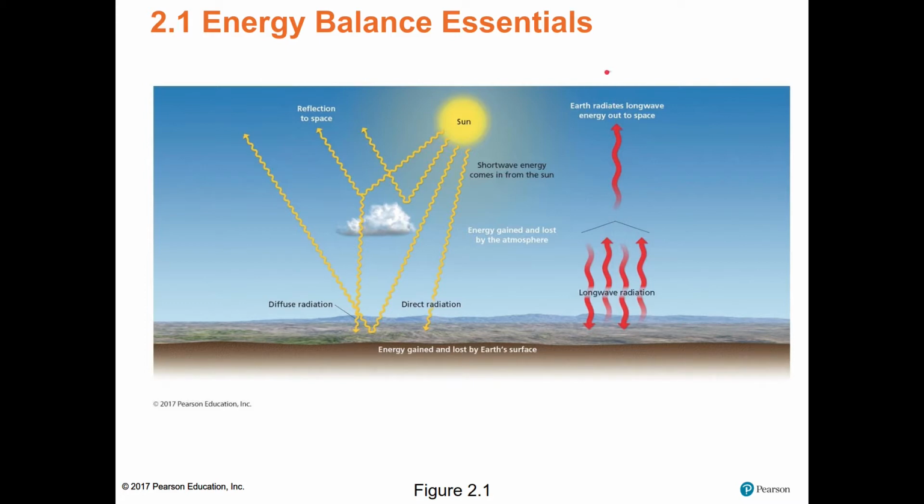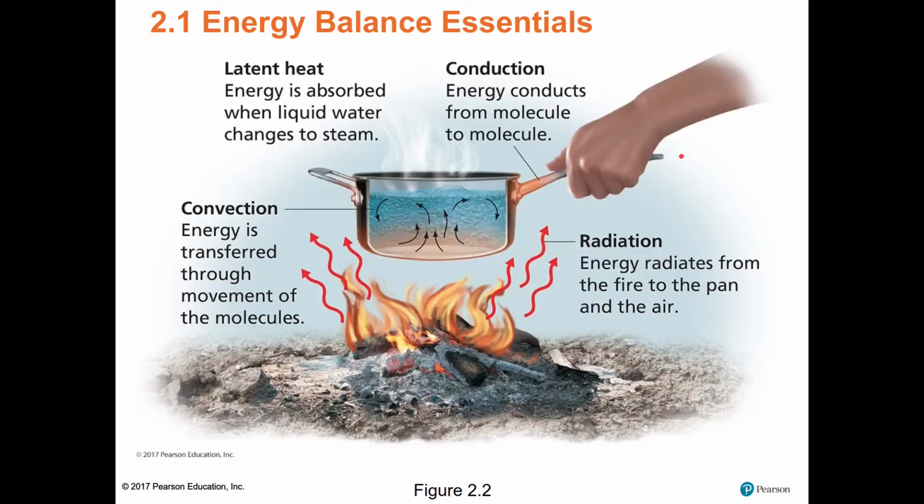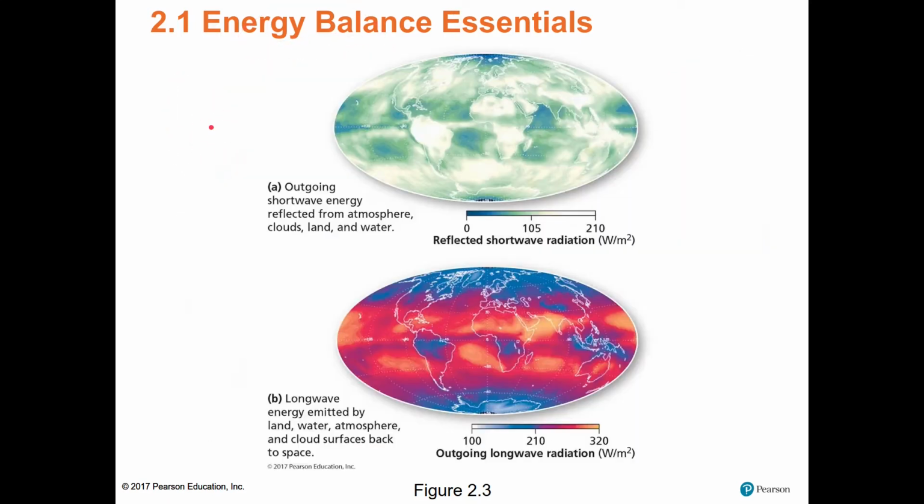That's it. We get light from the sun. It becomes heat. The heat goes out to space. We'll talk about how energy moves around: radiation, convection, conduction, and latent heat. One of my faves, latent heat. We'll talk a lot about that.